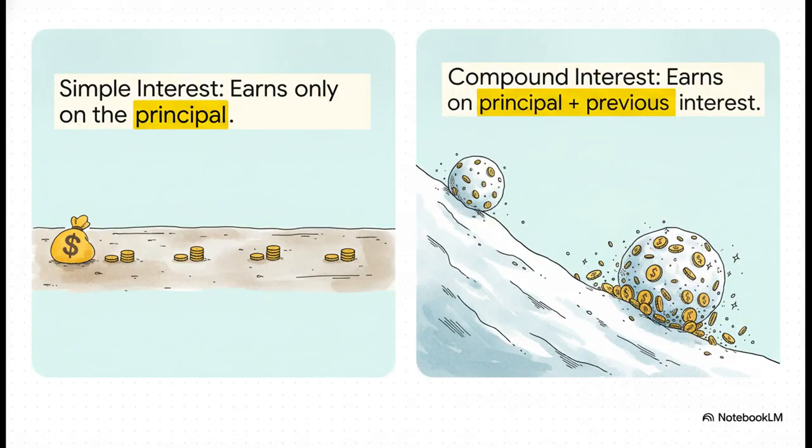So, what's the big secret? Well, it all comes down to this one key difference. With simple interest, your money earns a little something. Fine, but with compound interest, your interest starts earning its own interest. It's like a snowball rolling down a hill, getting bigger and bigger, faster and faster. So let's decode the formula that makes all this magic happen.